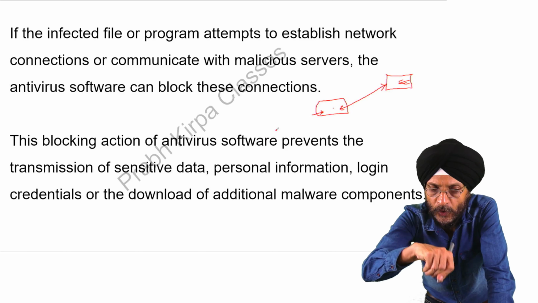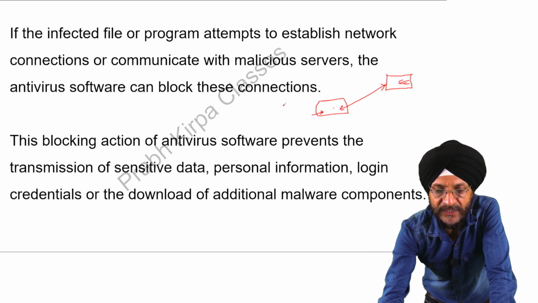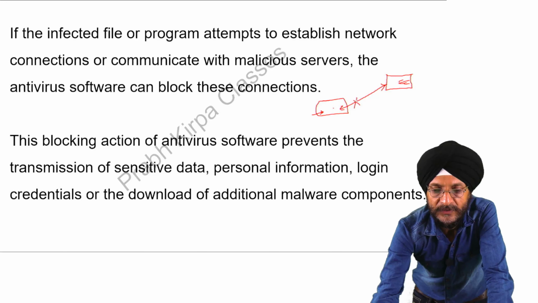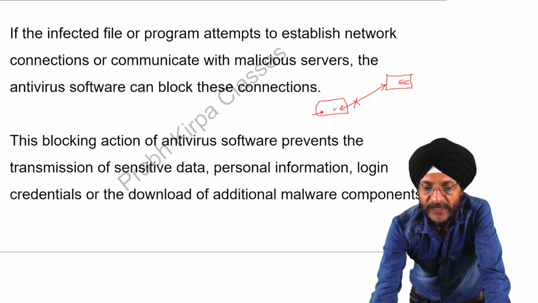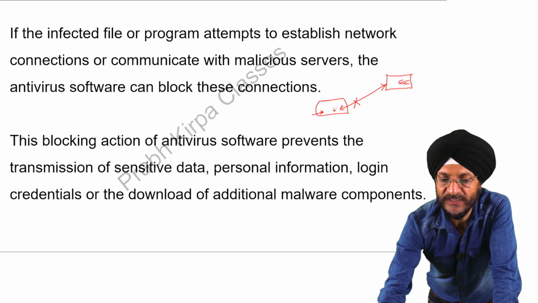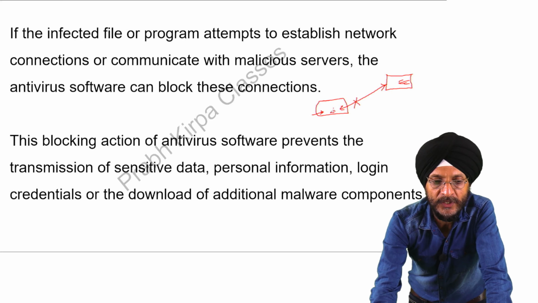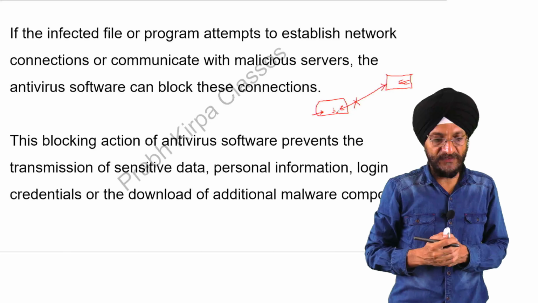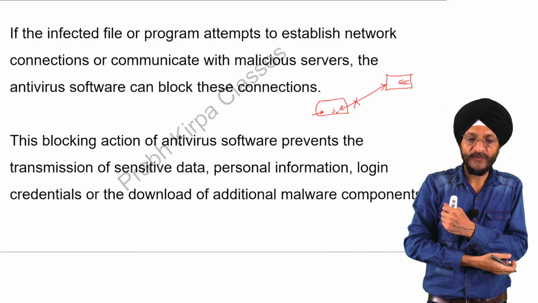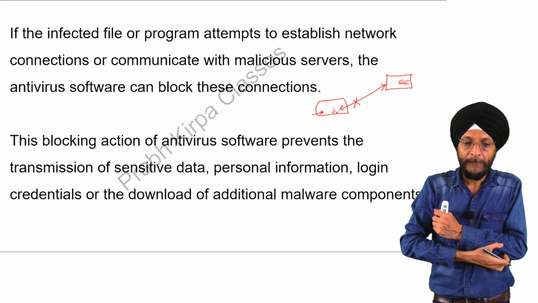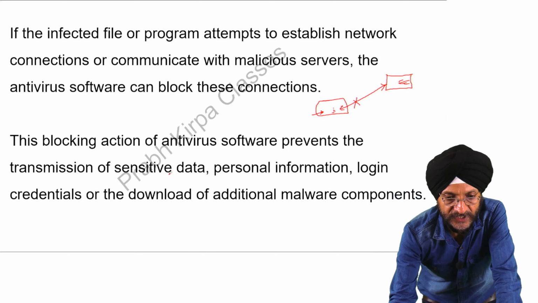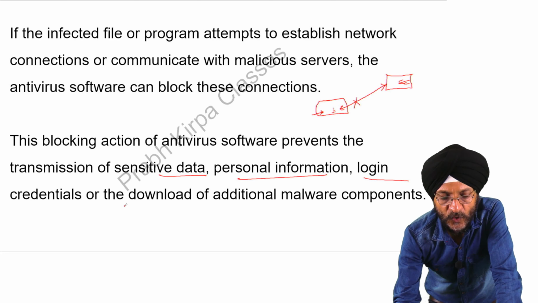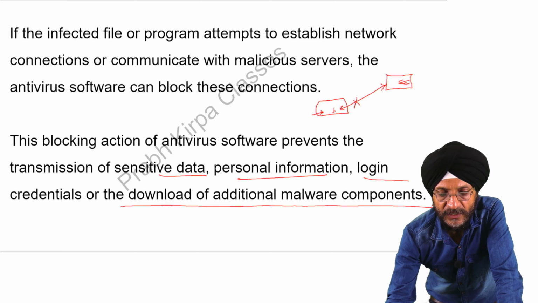Now, here the role of antivirus comes. Antivirus software will block this connection so that the malicious software which is present in our system may not pass on or communicate any information to the malicious server. This blocking of the antivirus software prevents the transmission of the sensitive data, personal information, login credentials, or the download of the additional malware components.